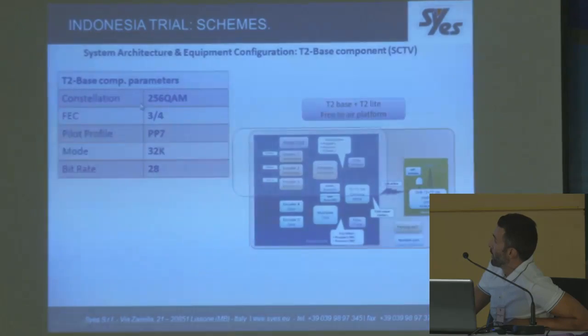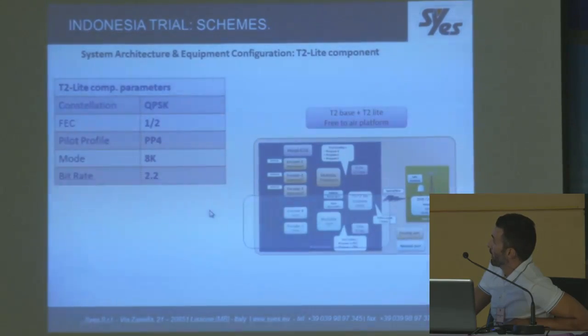For the base part, they used a constellation of 256 QAM, FEC of 3 on 4, pilot pattern PP7, and the FFT mode was 32K. The bitrate in this case is 28 megabit. This is the base part of the system.